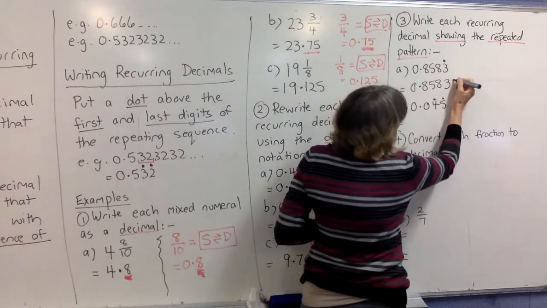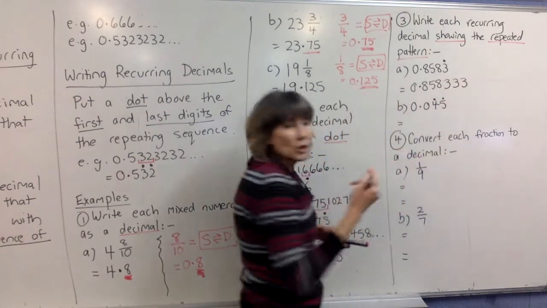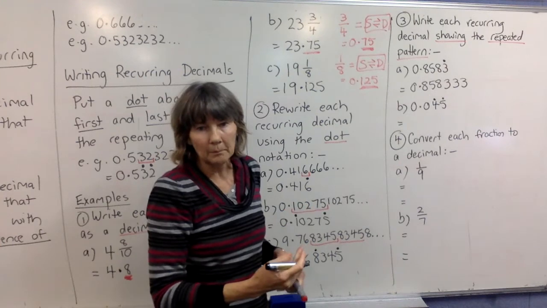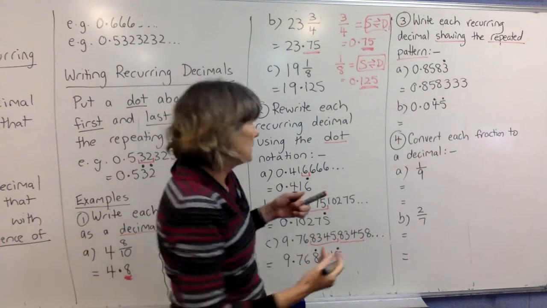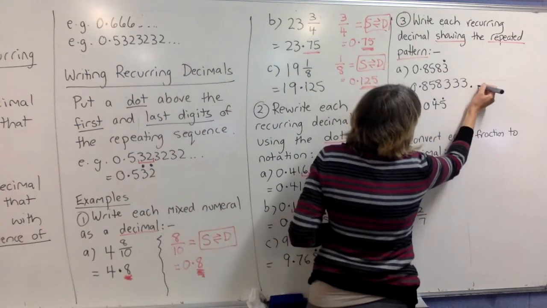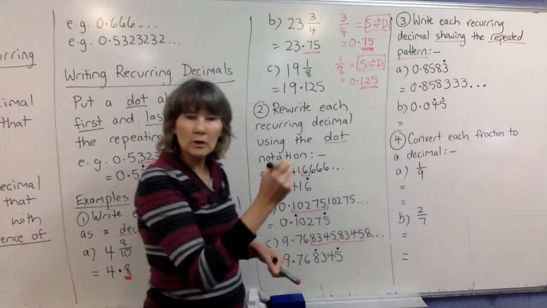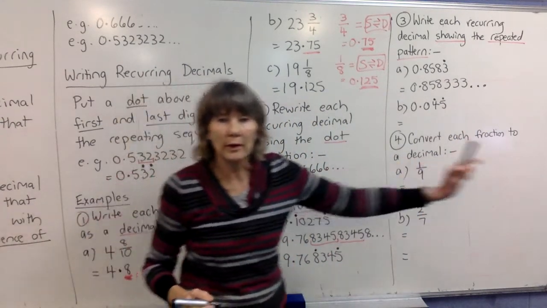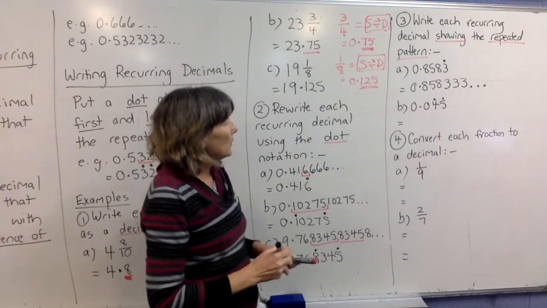Now when you do this, you need to show me at least 3 of them. You can show me more if you like, but at least 3. Dot, dot, dot. Make sure you do the dot, dot, dot on the end because it shows it's going on forever. All right, next one.